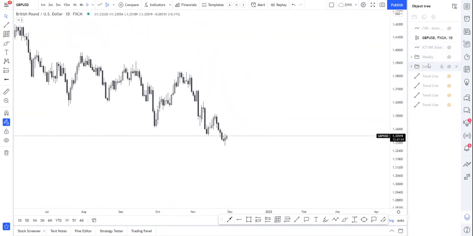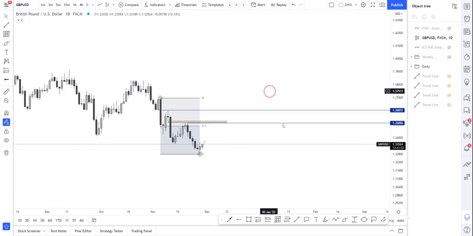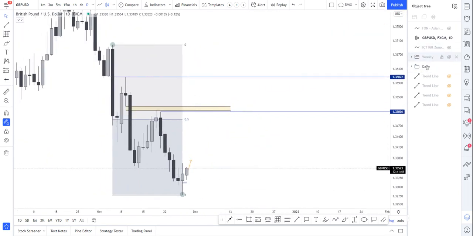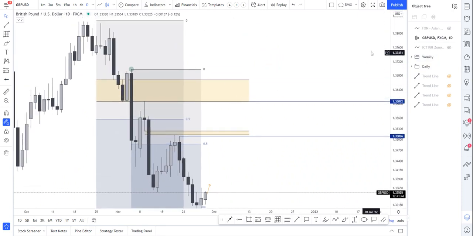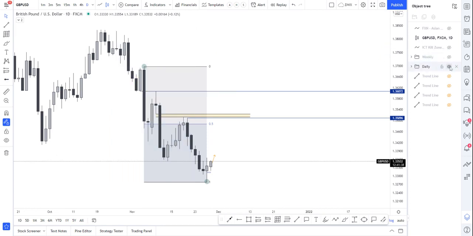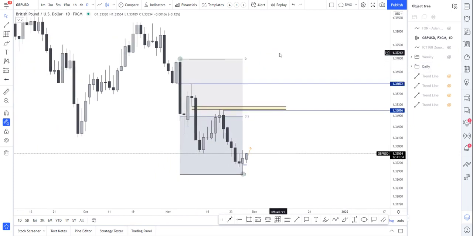Back on the daily, we can just apply the daily, and we can potentially see where price is heading to on the daily, and we can overlay that with the weekly and get a clearer picture of where price is heading to. So that's just a smart way of organizing your tools and your things and getting a clear picture of what is happening.